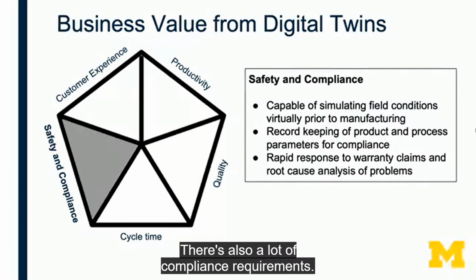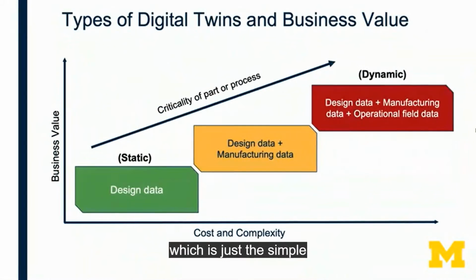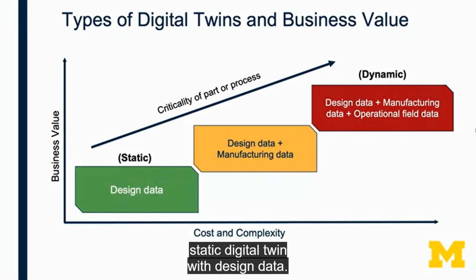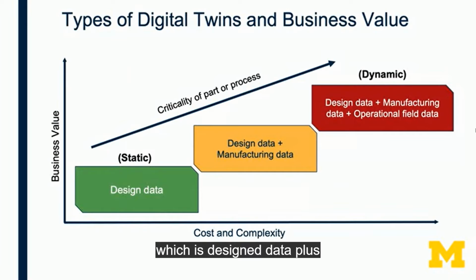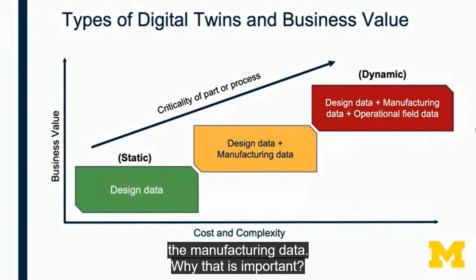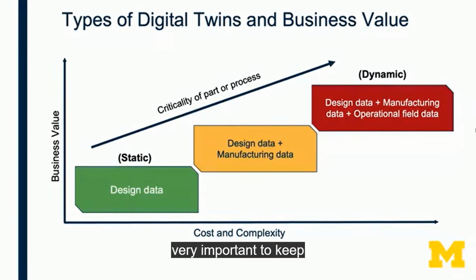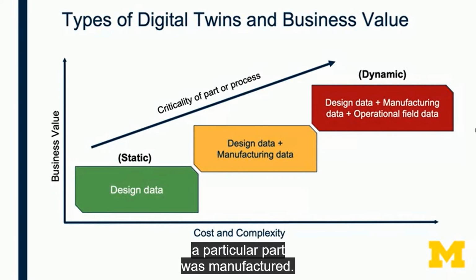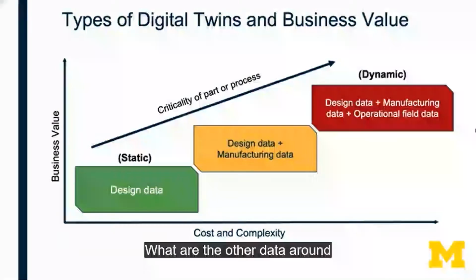If you recall, we talked about the green box, which is a simple static digital twin with design data. Then I talked about the yellow box, which is design data plus the manufacturing data, right? Why is that important? Because in some industries, it is very, very important to keep records of when exactly a particular part was manufactured and what the other data around the process of the product was when the manufacturing happened.